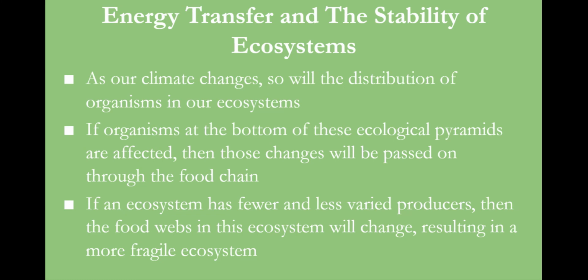As our climate changes, so does the distribution of organisms in our ecosystem. If organisms at the bottom of our pyramids are affected, then all those changes and those challenges ripple up to the levels above them. So if we have fewer or less varied producers, then the food webs will change. We can get a more fragile ecosystem as a result. So it's really important that we're doing what we can to help maintain our ecosystems so that us as consumers have the energy available to us so that we can continue on.